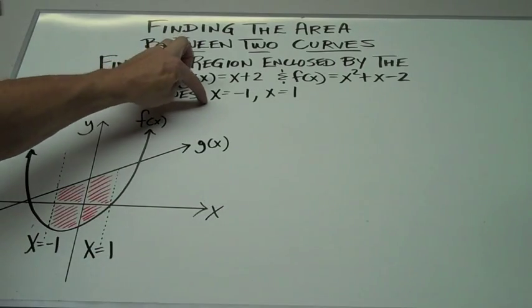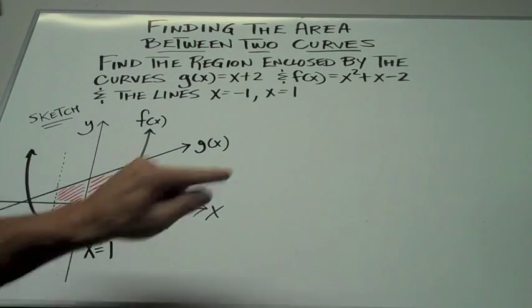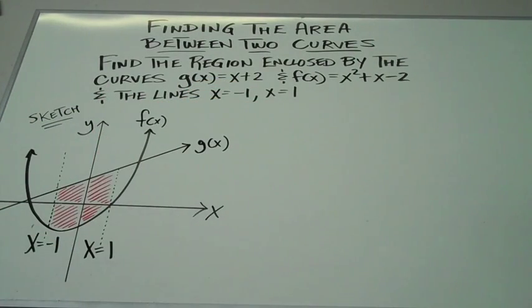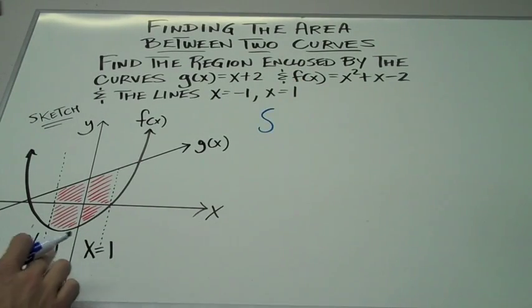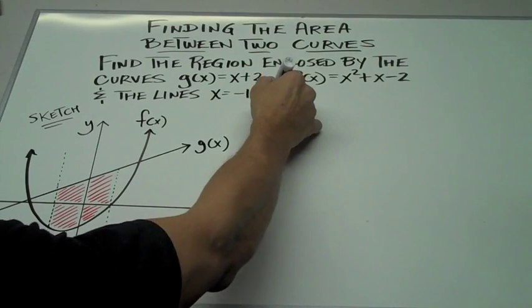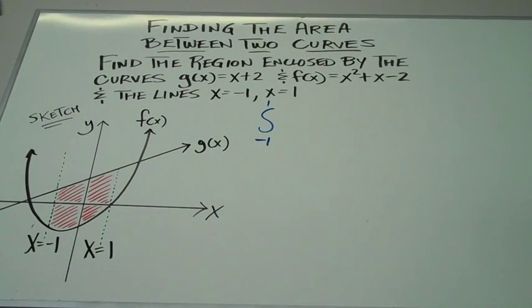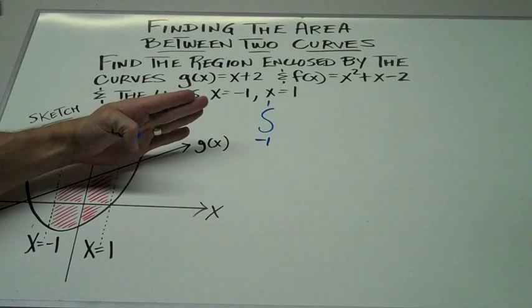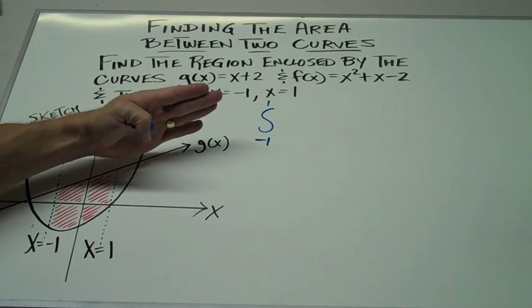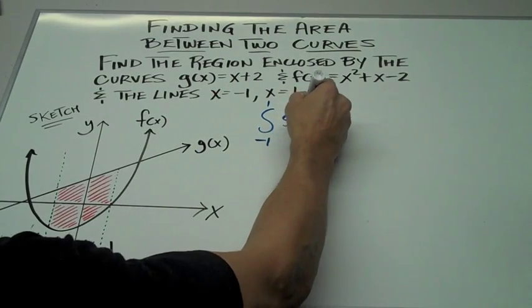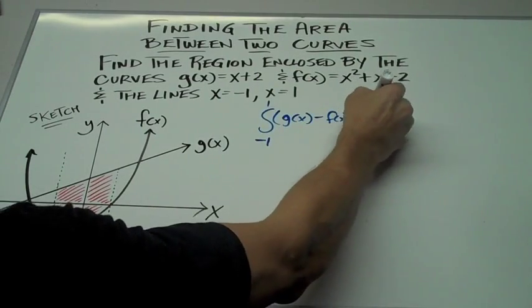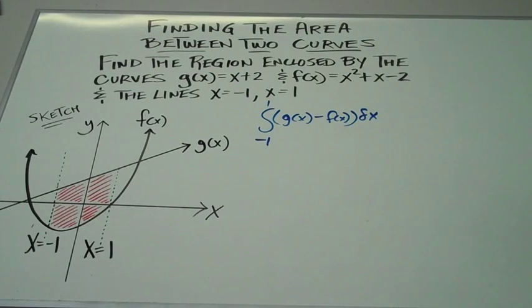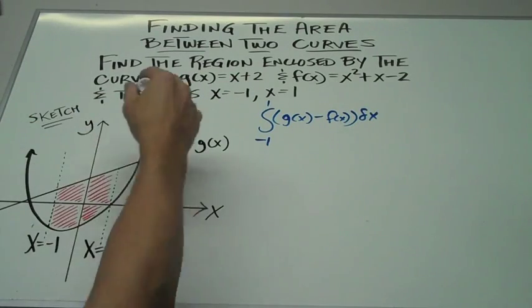The lines x equals negative 1, that's a vertical line here, and x equals 1, that's a vertical line here. Well, we have to know that we're going to take the integral now from negative 1 to 1. There's our lower boundary and our upper boundary. Of what? Well, g of x is the top function, so it's going to be g of x minus f of x, all with respect to x. So we put a dx there. The top function minus the bottom function.